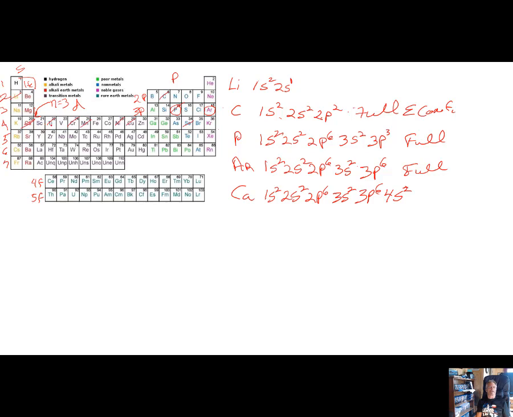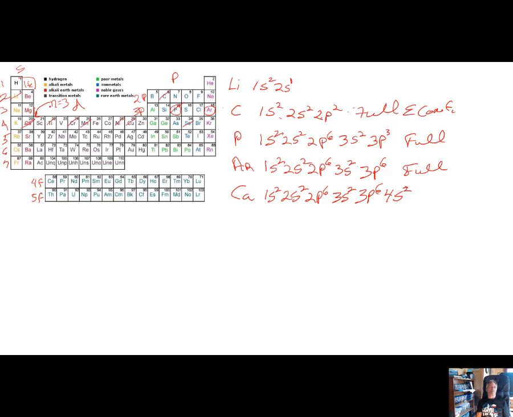We'll do titanium, which is right here. Now, here's something that is going to freak you out a little bit. The 3ds, before we start filling them up, are actually at a slightly lower energy than the 4s after we fill up the 4s and get to calcium. So we start filling these up, and so we do what we call backfill the ds.